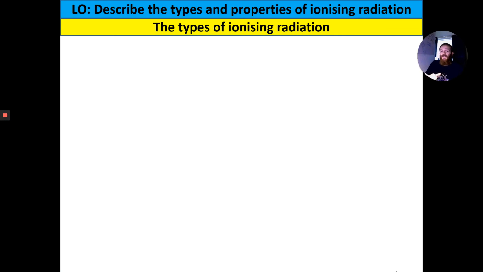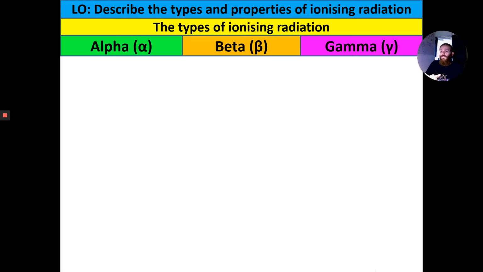So the types of ionizing radiation then are as follows. We've got alpha radiation, represented by this symbol here. We've got beta radiation, depending on how you want to say it, which is represented by this symbol here. And then we've got gamma radiation, which is represented by this symbol up here. Okay, so alpha, beta, gamma radiation. So let's just have a bit of a quick look at some detail about each one of these types of radiation.